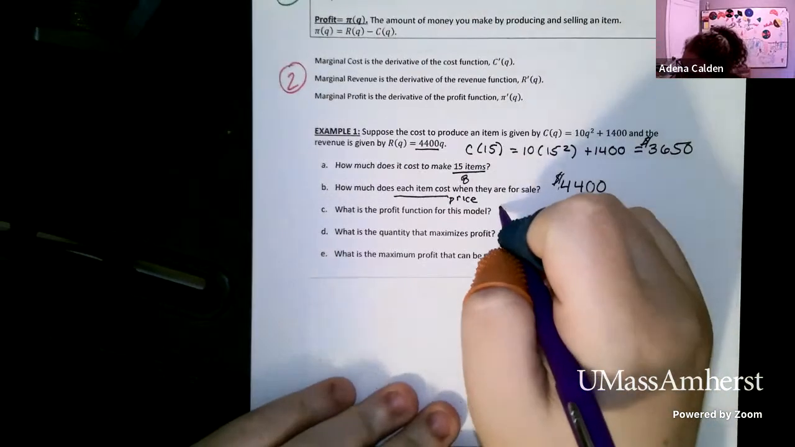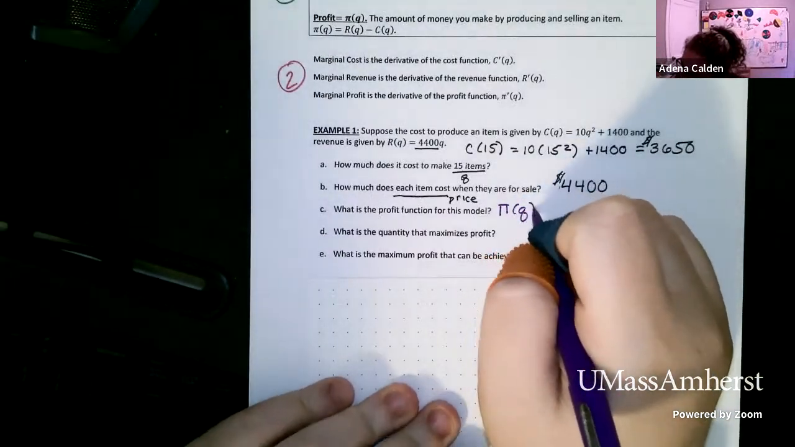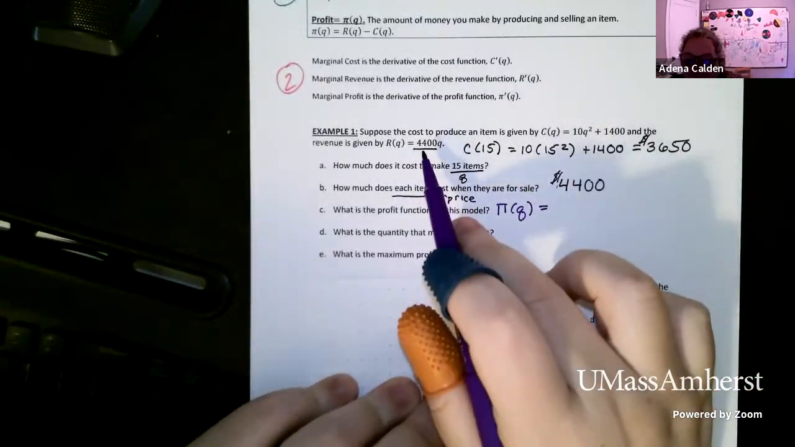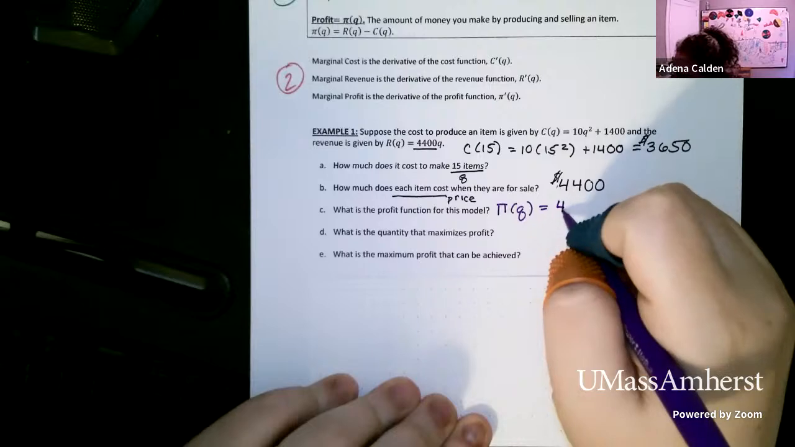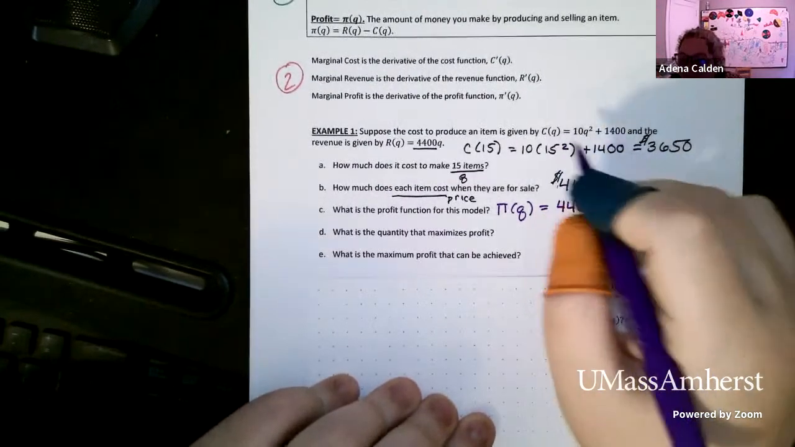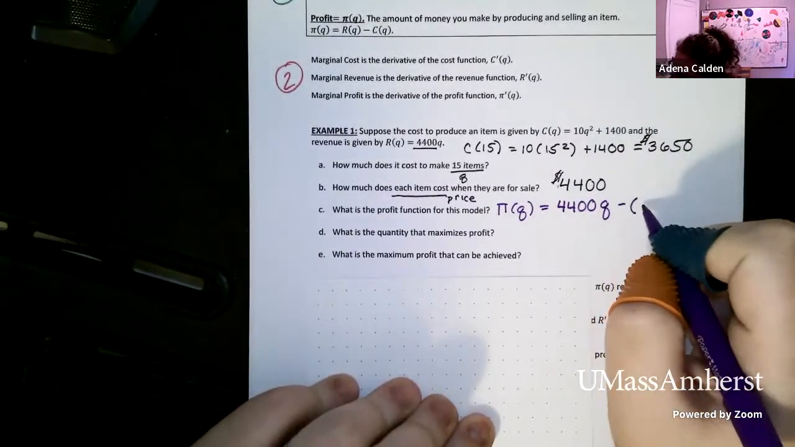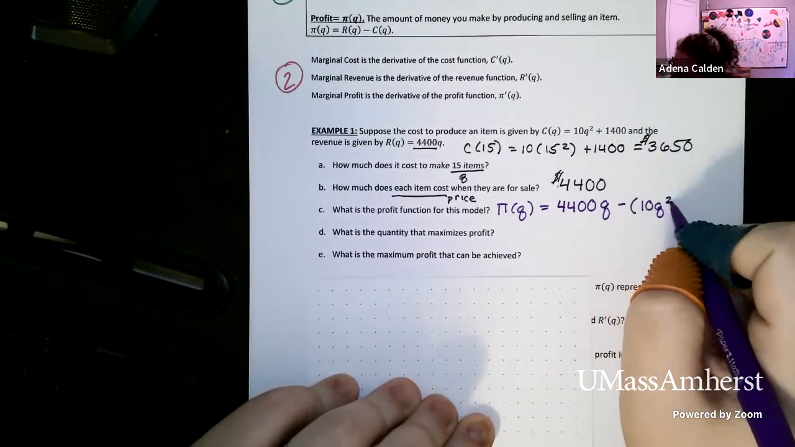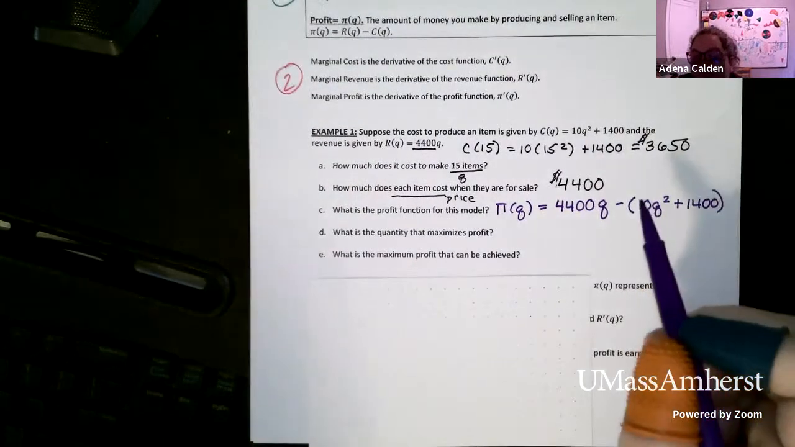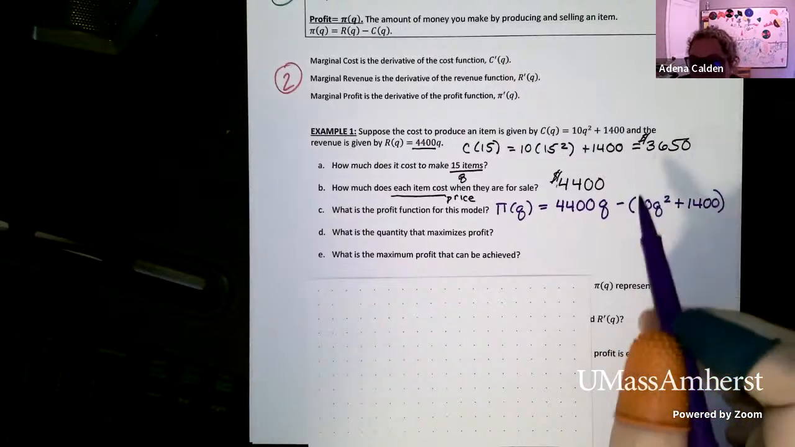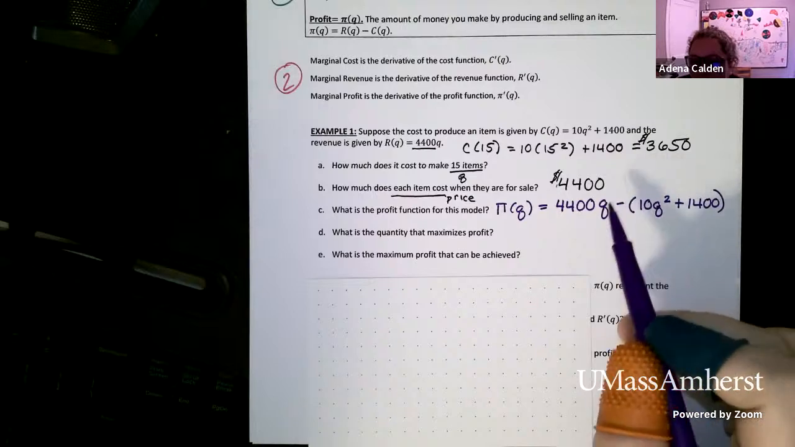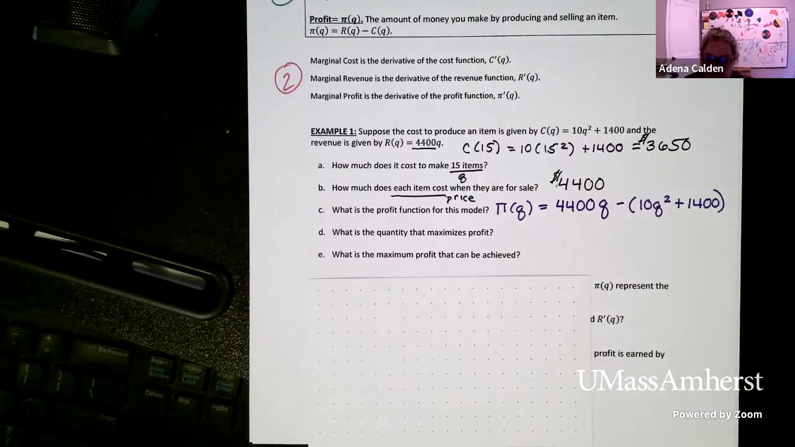So as a reminder, profit is revenue minus cost, right? We have that up here, revenue minus cost. So we want to fill in the actual functions. So revenue is 4,400Q minus cost. So for subtracting off the cost equation, we're subtracting off 10Q squared plus 1400. And as a reminder, you're subtracting off the entire cost function. So you either need to use parentheses or make sure the minus has been distributed to both terms.